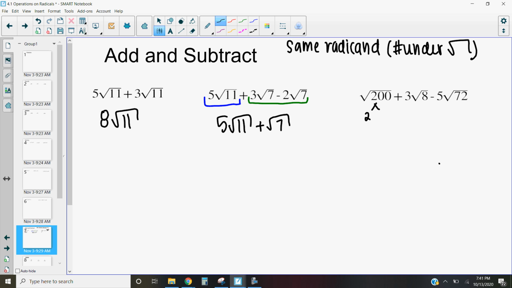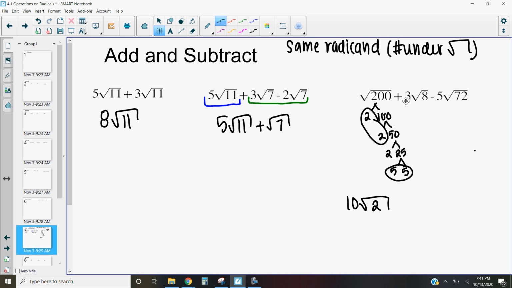So I'm going to break it down into 2 and 100, 2 and 50, 2 and 25, and 25 breaks down into 5 and 5. Great, so then I've got a 2 and a 5 pair. So that really means that I've got 10 times the square root of 2. Great, that's what 200 is.